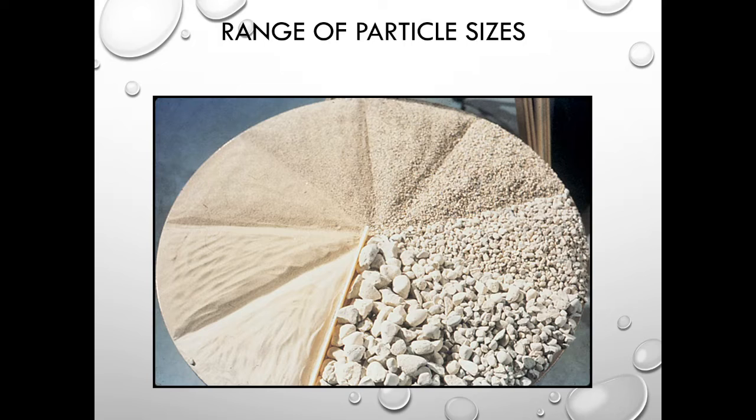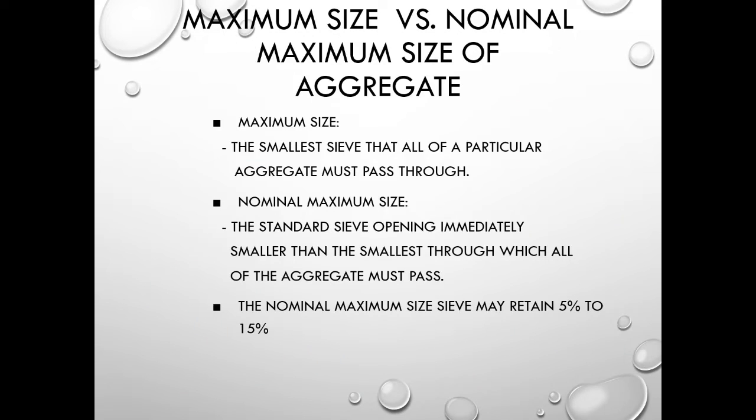Once again, we see the same slide that shows the range of particles for concrete aggregate, ranging from the coarse sizes all the way down to the fine sands, and obviously some of the minus 0.080 or passing 200. When we refer to the grading of concrete aggregate, whether it's coarse aggregate or fine aggregate, we use the term maximum size and also nominal maximum size of aggregate.